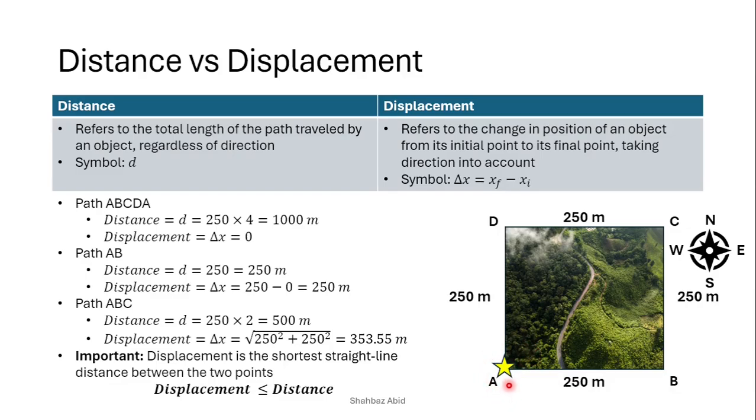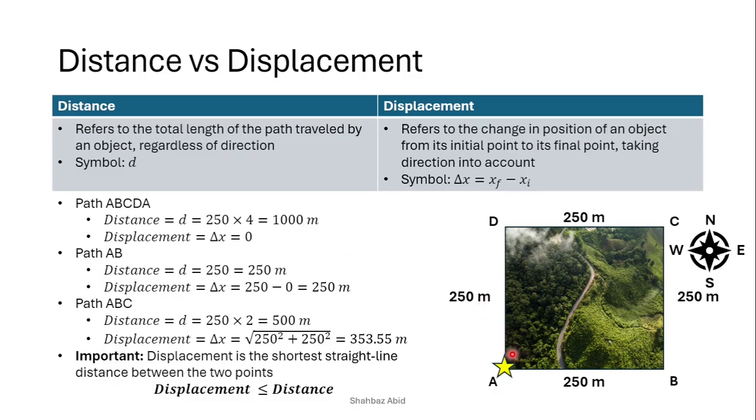So let's say I have traveled from A to B 250 meters, from B to C 250 meters, from C to D 250 meters, and from D to A again 250 meters. The total distance I have covered is going to be 250 times 4, because it's 250 plus 250 plus 250 plus 250. So distance is always added together. So it's going to be 1000 meters.